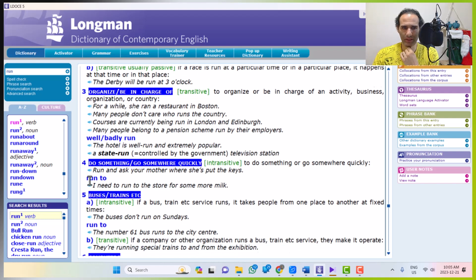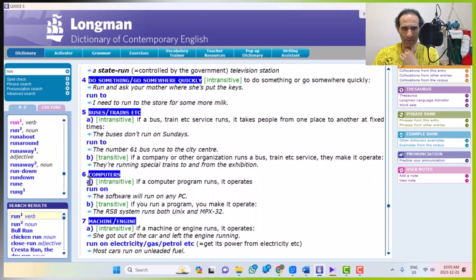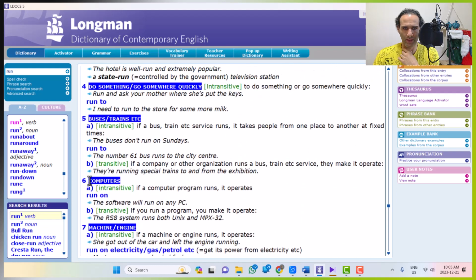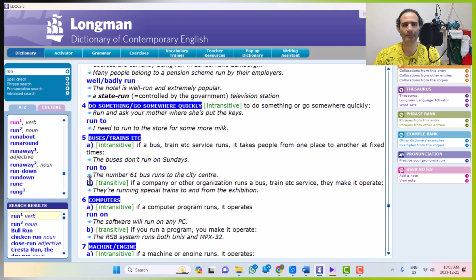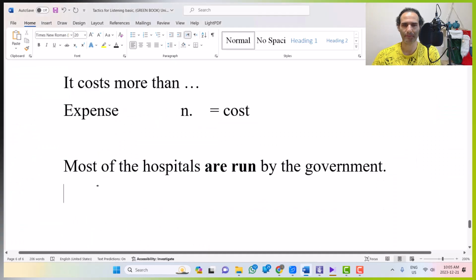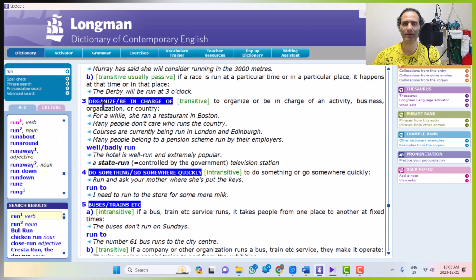Maybe this meaning is the best. I want to see if there is any better match. No, that is the best. So I was looking for manage, but here it says organize. So for a while, she ran the restaurant, means she was the manager. So most of the hospitals are run by the government, means most of them are organized. Most of them are managed by the government.